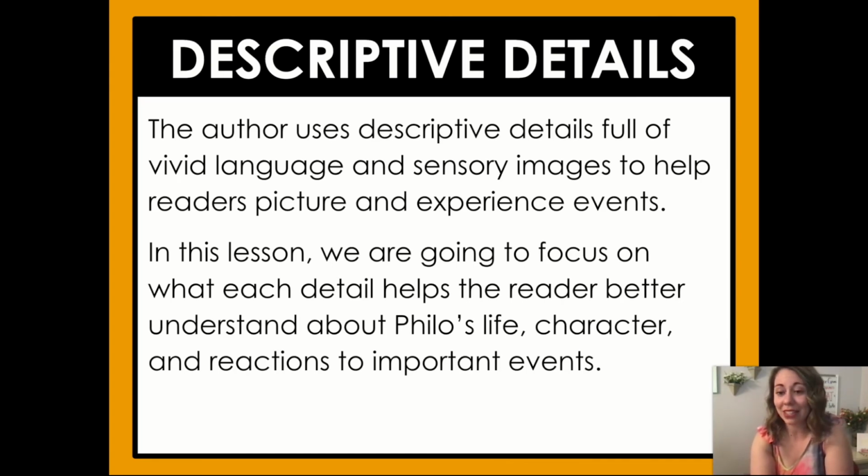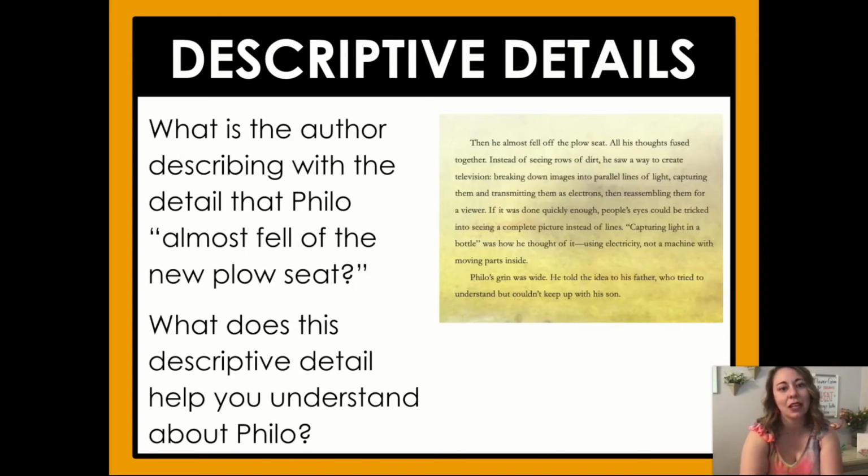Wow. So, guys, this is based on a true story. So it says the author uses descriptive details full of vivid language and sensory images to help the readers picture and experience events. In this lesson, we're going to focus on what each detail helps the reader better understand about Philo's life, his character, and his reactions to important events. So before we read this paragraph, we're looking for what the author is describing with the detail that Philo almost fell off the new plow seat.